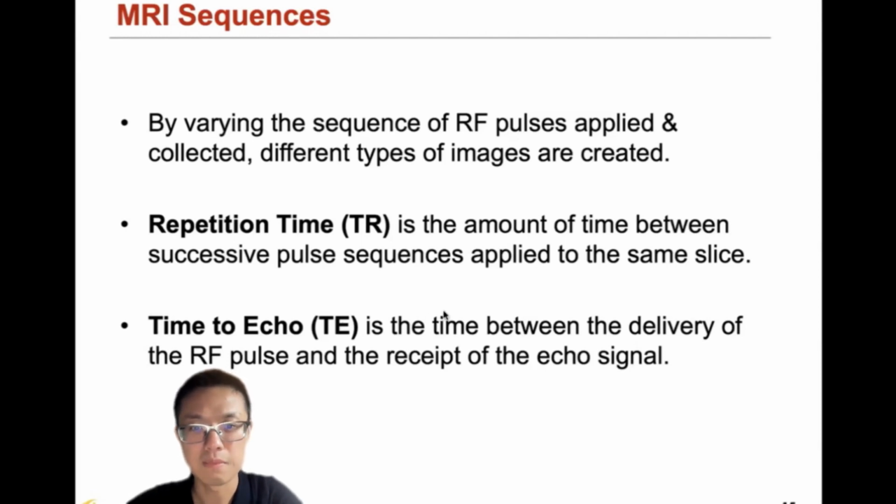So the repetition time is the amount of time between successive pulse sequences applied to the same slice, right? So those are the times for the radio frequency applied, okay? And the time to echo, TE, is the time between the delivery of the RF pulse and the receipt of the echo signal, right? So you deliver the RF pulse and then some of it will be absorbed or re-emitted by the human body and also picked up by the scanner. So that's the echo signal.